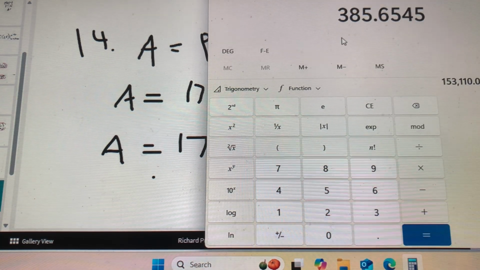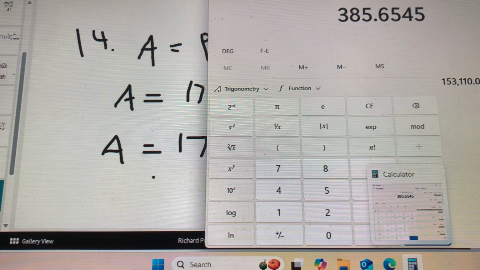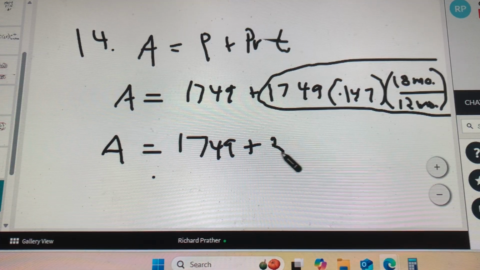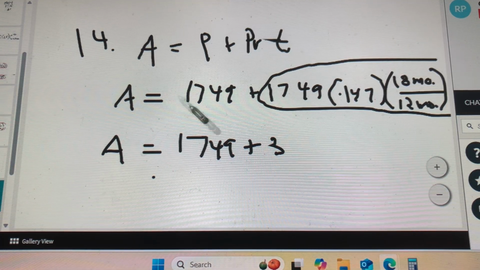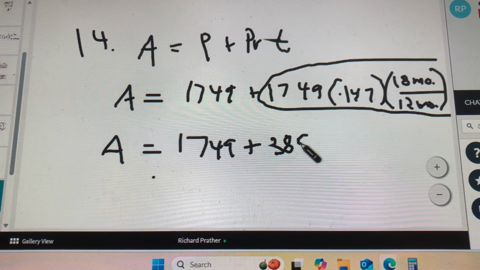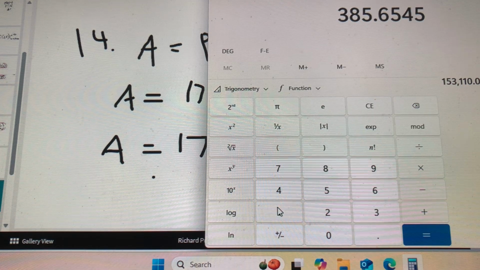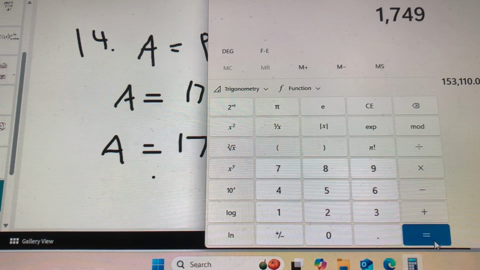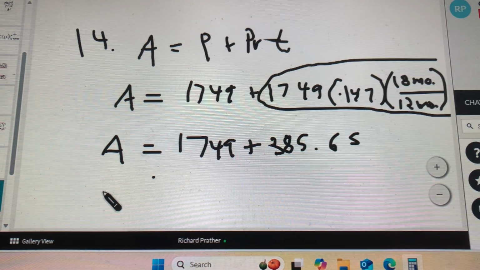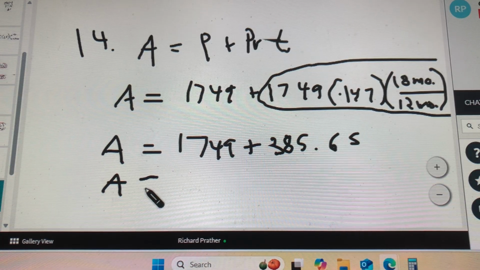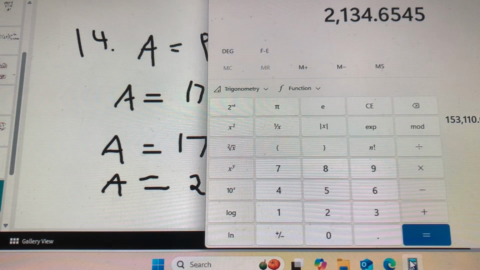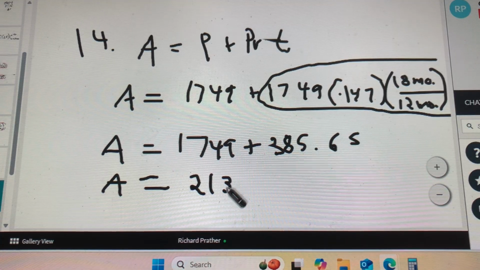So there's $385.65 of interest is what she's having to pay eventually because she needs the money right now. $385.65 if I do it dollars and cents. So now add the $1749 that they're paying her right now. So she's going to end up paying, in the end, if she could pay it all at the end, it would be $2,134.65.